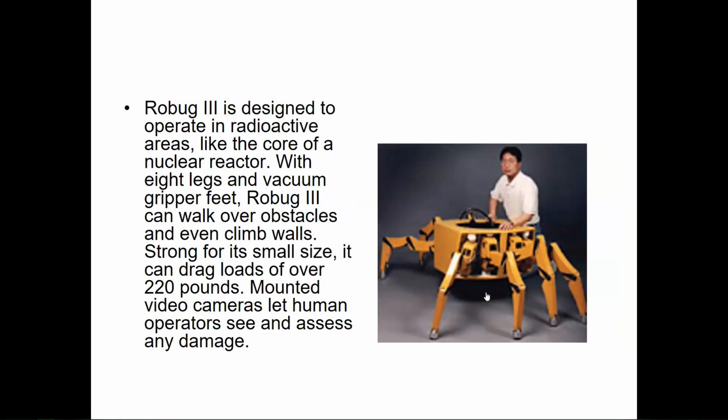Yeah, ma'am. This is a Robug 3, designed to operate in radioactive areas like the core of a nuclear reactor, with 8 legs and vacuum gripper feet. It can walk over obstacles and climb walls. It's very strong and it can drag loads of over 220 pounds. So you would send this into, let's say, a nuclear core that's having a minor meltdown. Things like that.